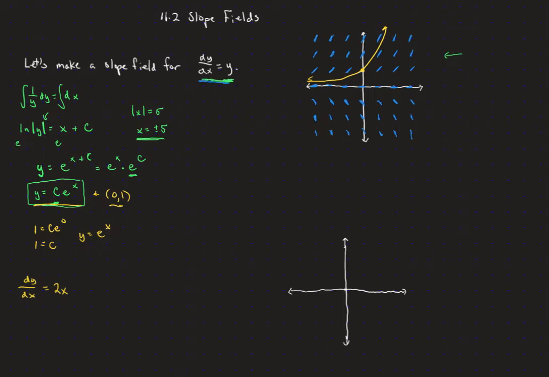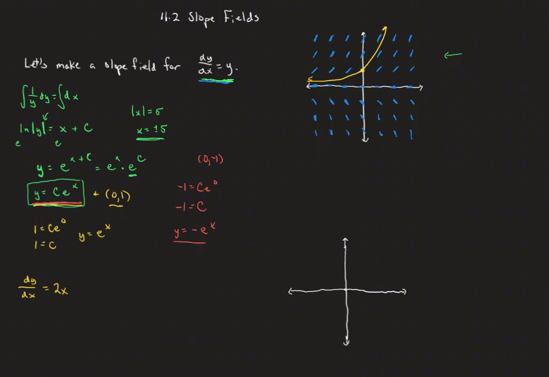Alternatively, if we said we had an initial condition that was (0, -1), then we would start with our general solution, y equals c e to the x, and now we'll plug in 0 for x and -1 for y. And so in this case, we're going to get that c is -1, and our particular solution is going to be y equals -e to the x.